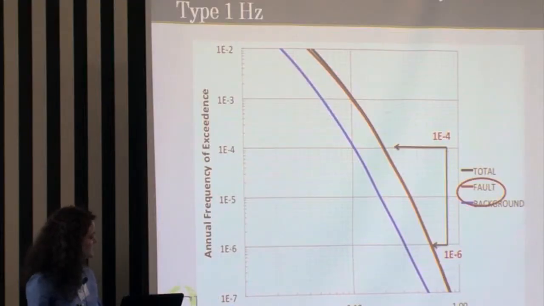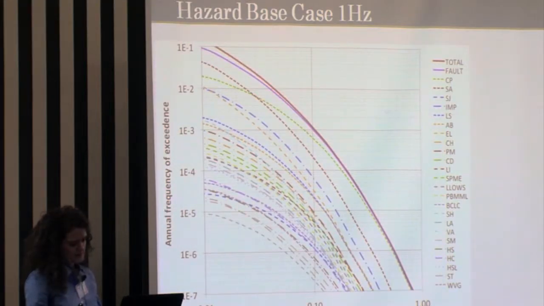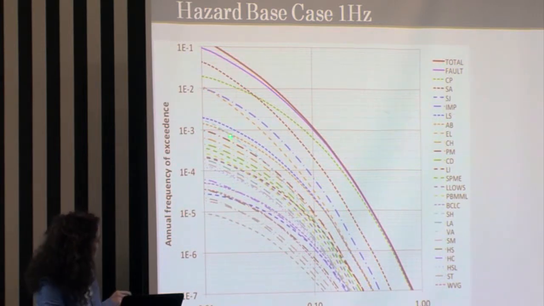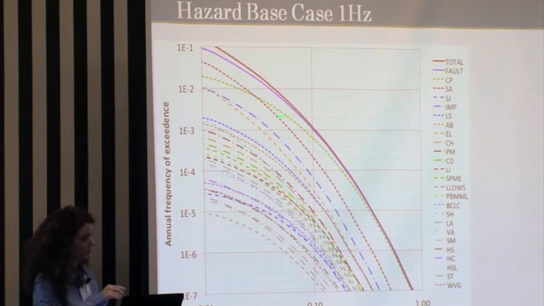If we look at the main contributors, here is the fault source hazard contribution broken out by the different faults that contributed. The red line is the total hazard. The pink line is the hazard contributed from the fault sources. And these other dashed lines are the source contributions from the different faults. If you sum up these dashed lines, you get the pink curve.